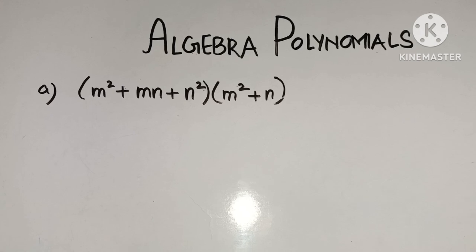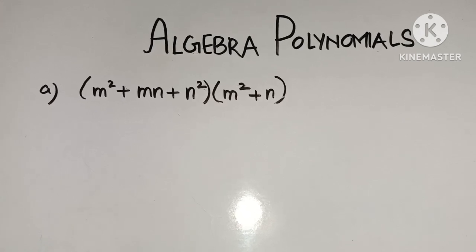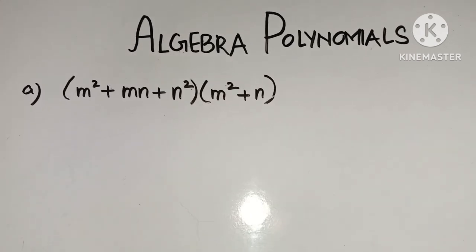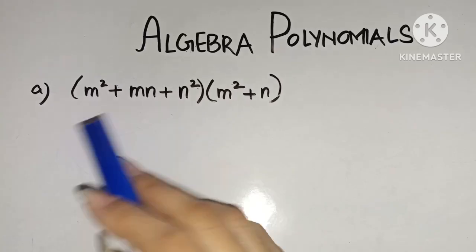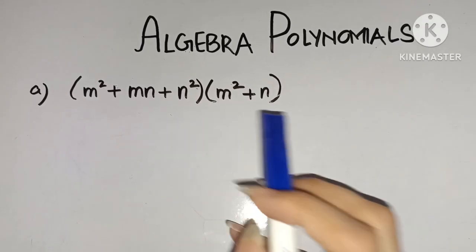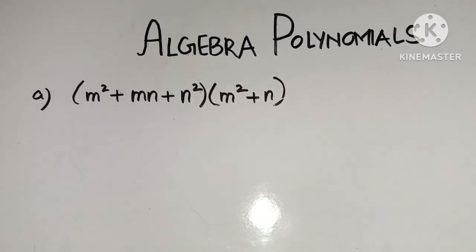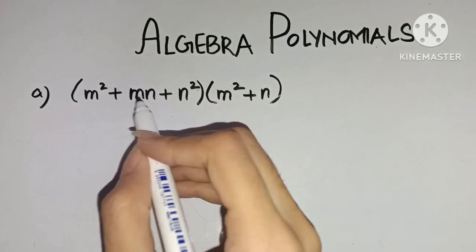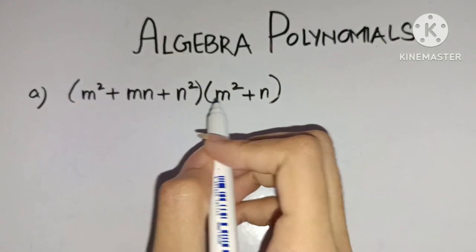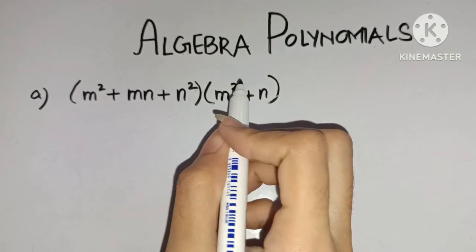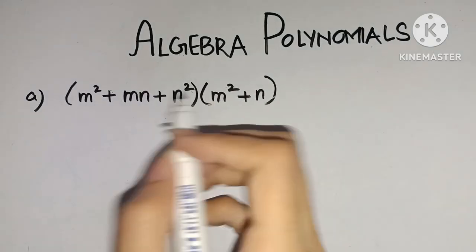Assalamu alaikum students. Today we are here with another video of polynomials in algebra. So we are going to multiply two polynomial expressions together to get a final answer. So what is this? That m square plus mn plus n square is multiplied with the second expression of m square plus n, which is also a polynomial.